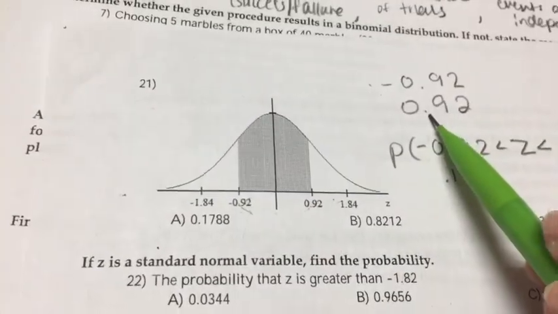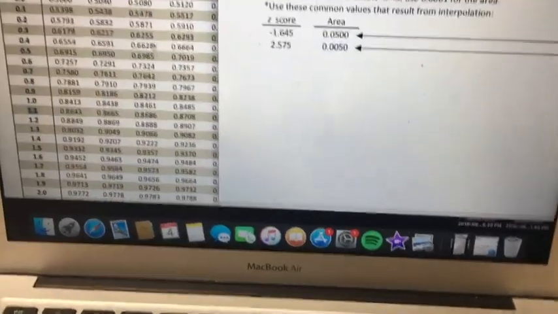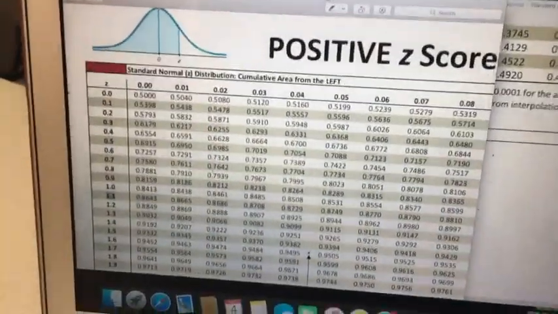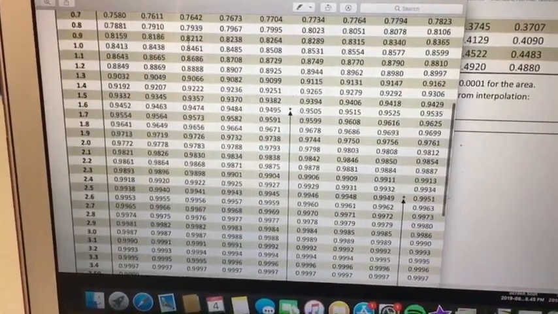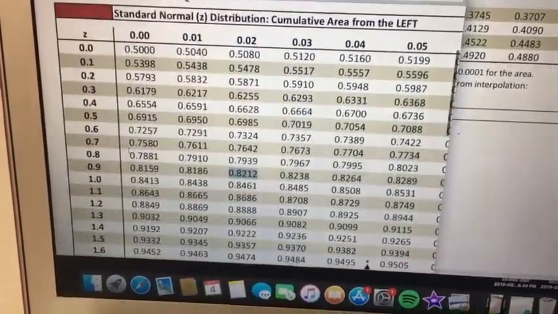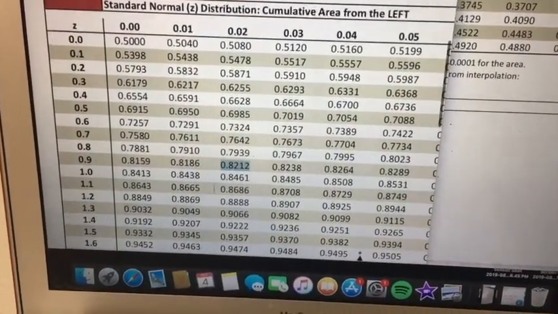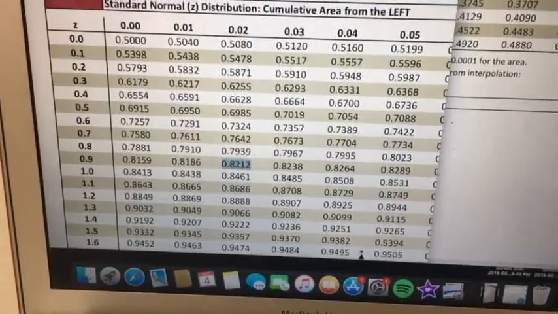And now the positive one, 0.92. Oh, and then it's positive, so you're working on the positive chart, 0.9. Okay, so 0.92 is right here. This is where they both meet, so the area for that one is 0.8212.